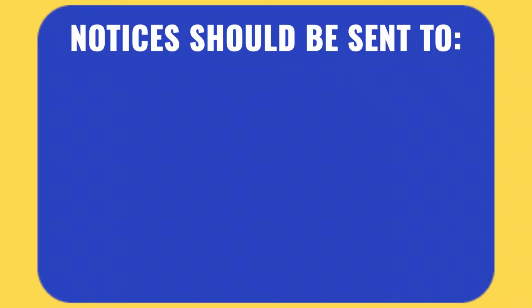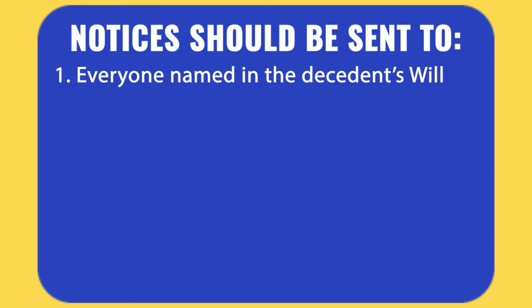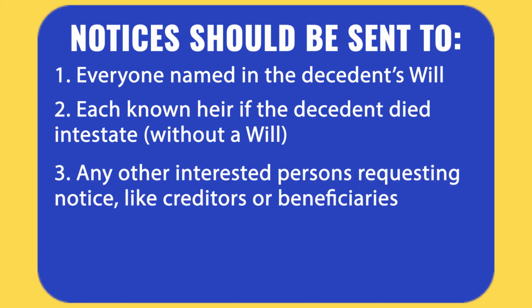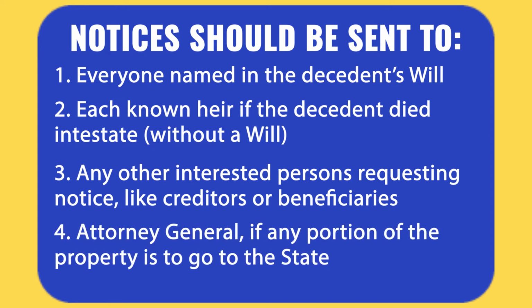You still need to seek permission to sell real property with a notice of proposed action. This notice should be sent to any person or entity who has an interest in the proposed sale or may be affected by it. The exception would be if that person had waived their right to this notice in writing. The notice should be sent to the following categories of people: everyone named in the decedent's will, each known heir if the decedent died intestate, that is, without a will, and any other interested person requesting notice, like creditors or beneficiaries of a trust, and the Attorney General if any portion of the property is to go to the state.